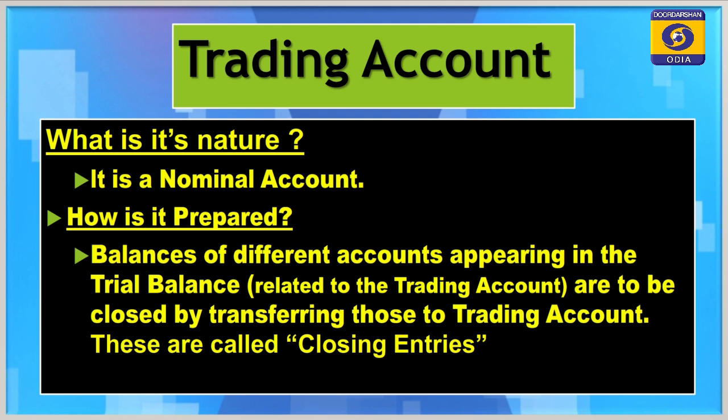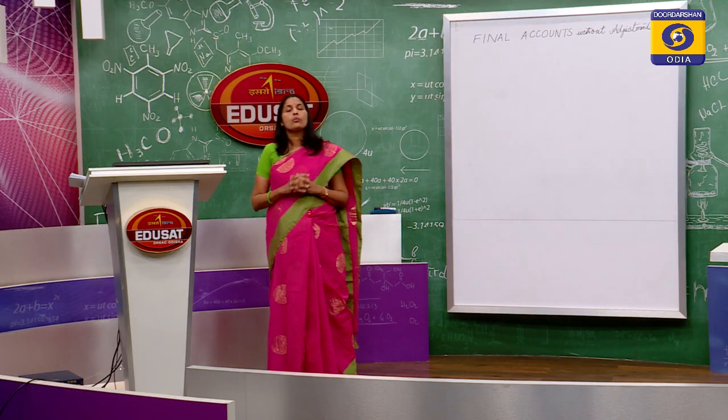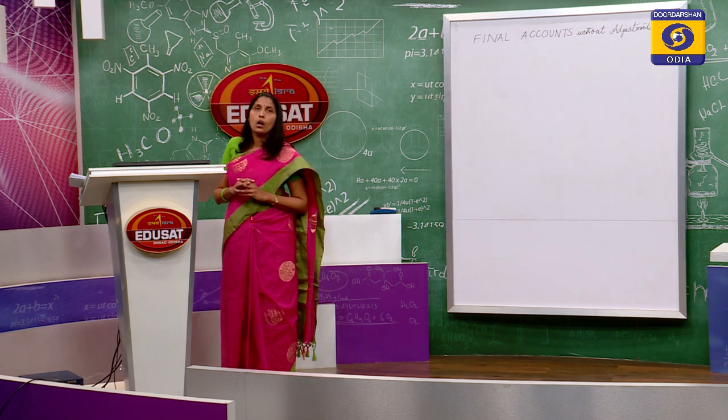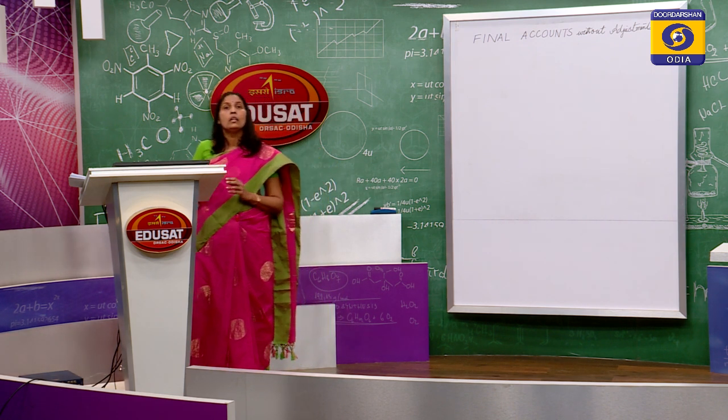How do we prepare this trading account? Now the question comes, you all must remember that you had prepared a trial balance. A trial balance is basically the list of the balances of the various accounts. So how do we prepare them? The balances of different accounts which are appearing in the trial balance related to the trading account are to be closed by transferring them to the trading account, and such entries are called closing entries. So we pass certain entries to close those accounts, some nominal accounts which relate to the trading account.